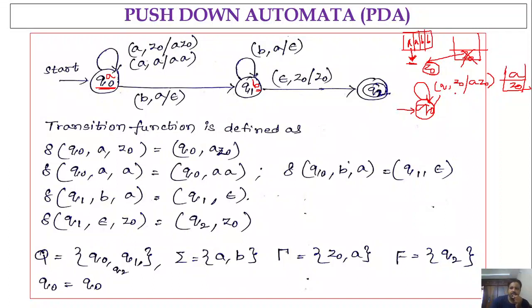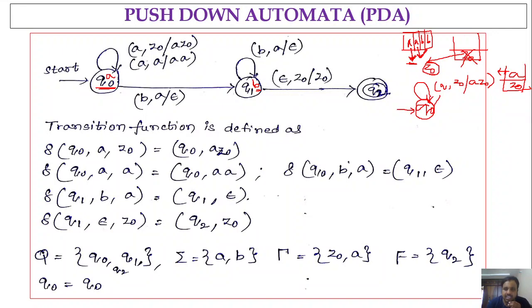Okay, now what is the next input symbol that we are having? A. Next input is A. Now what is the top of the stack that we are having? A. So here the input is A and the top of the stack is A. So what happens if the input is A and the top of the stack is A? Since the input is A, we have to push that input onto the stack and we will be in the same state, right?